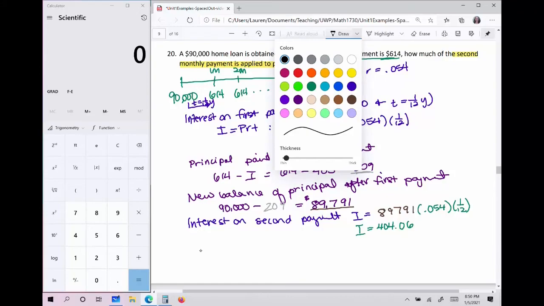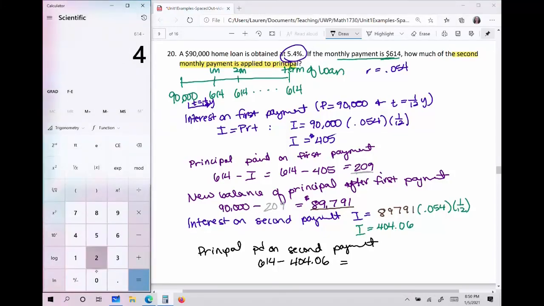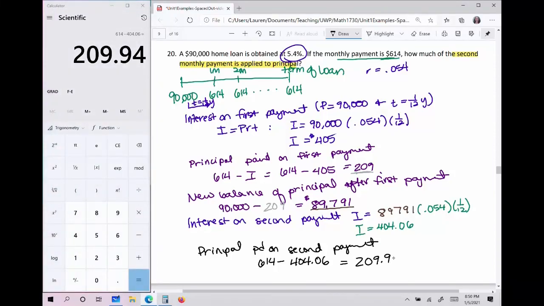The principal paid on the second payment is going to be $614 minus the interest that we just calculated. So $614 minus 404.06 is $209.94. This would be the answer we're looking for. But we have to do a lot of calculations to get there.